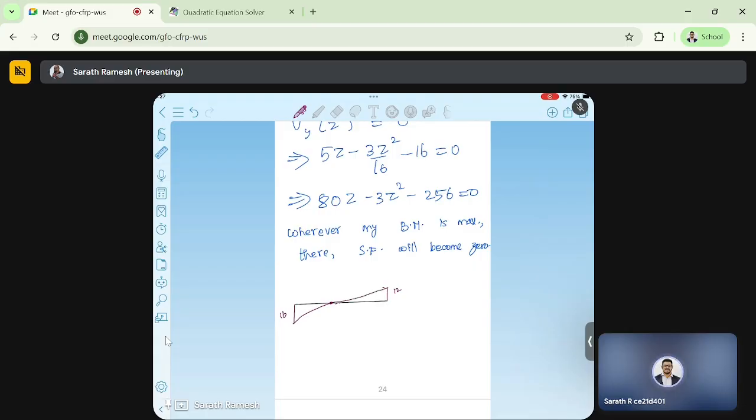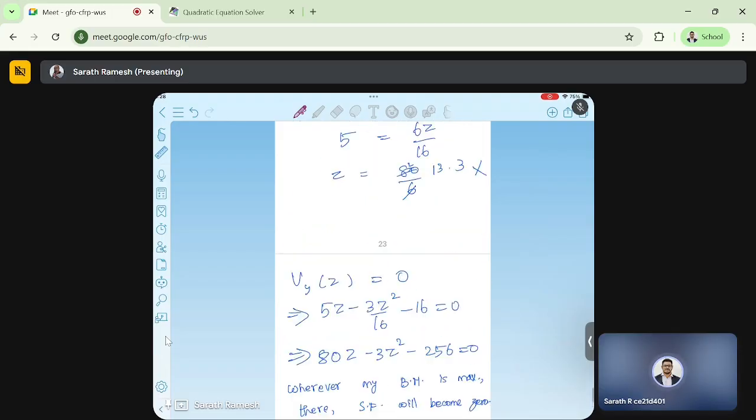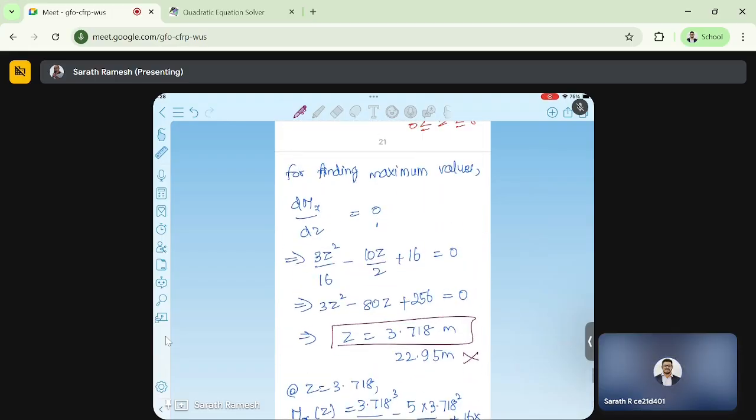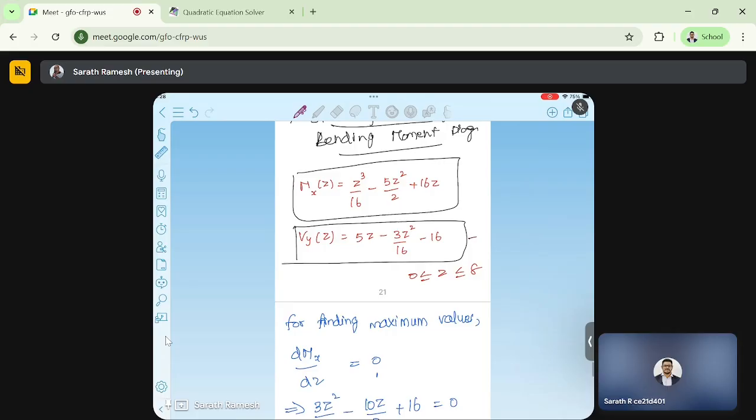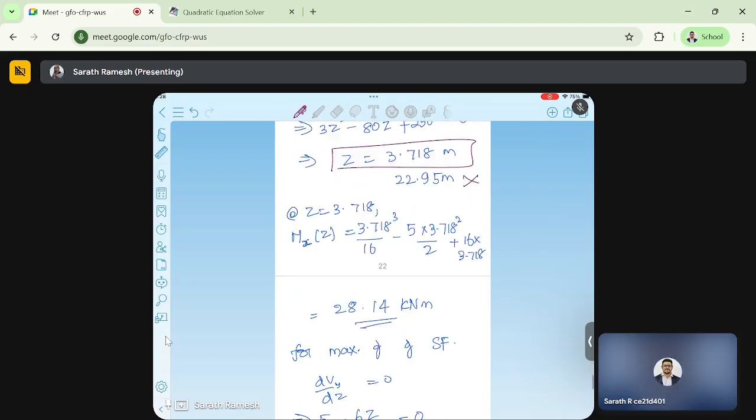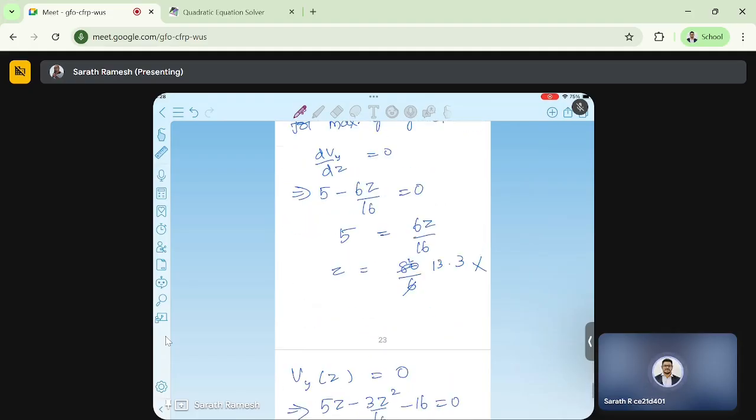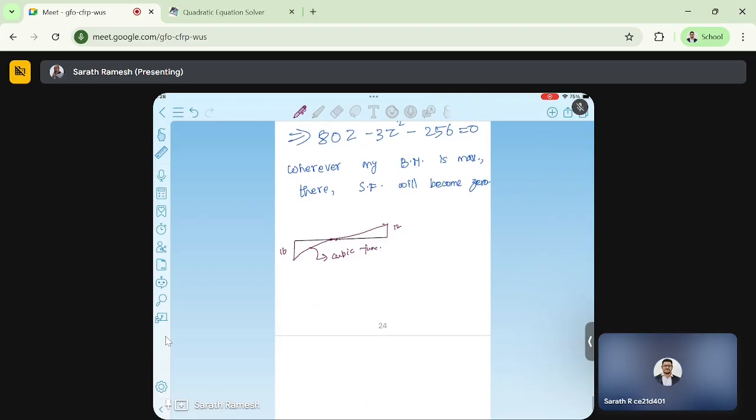Okay, so assume it is a cubic function given by the expression in here. Okay, this expression. And next, sorry, it's a quadratic function, not a cubic. Bending moment is cubic, no? This is quadratic. Okay, this is shear force.